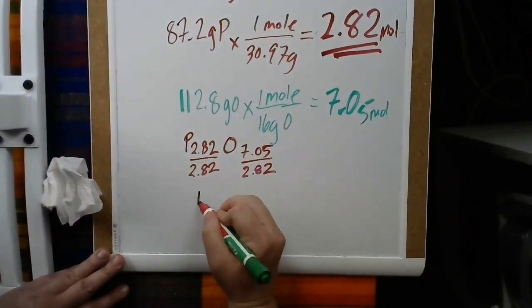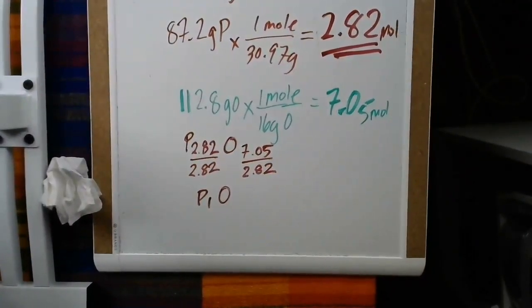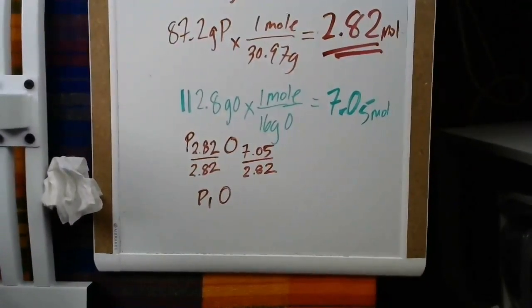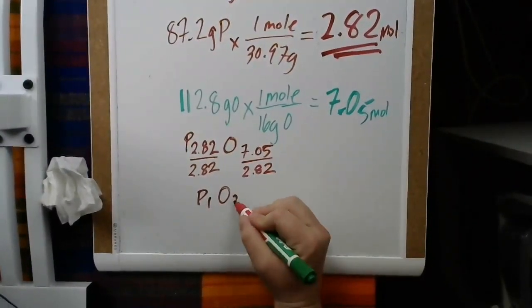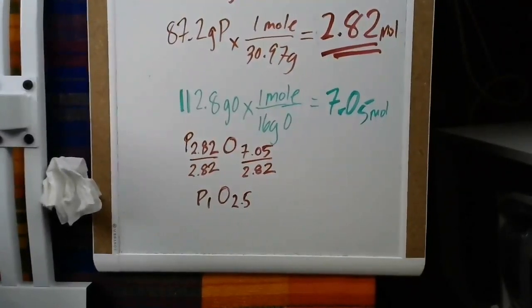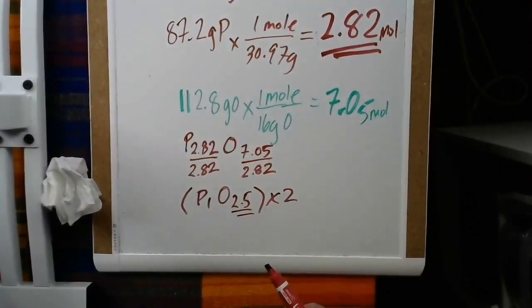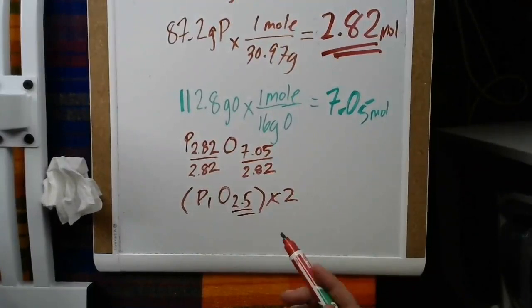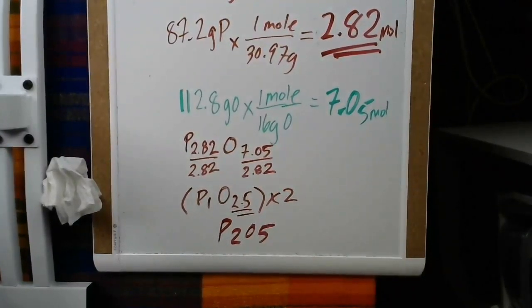Okay, so we get P1 and O divided by 2.5. Okay, now we can't leave it like this because we can't have a decimal. So we're going to take our whole empirical formula and multiply it by 2 so that we get a formula out that has whole numbers in it. So we get P2O5. Okay, that's our empirical formula.